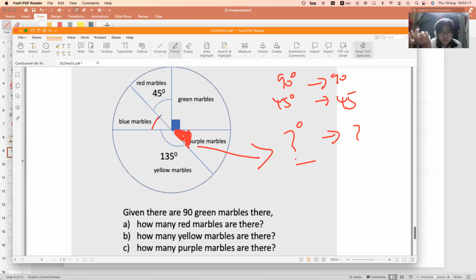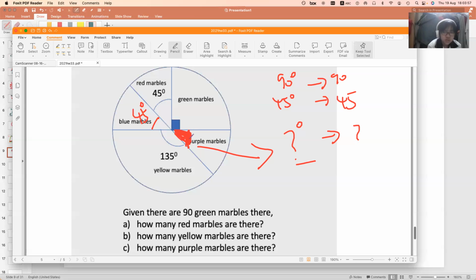Where got everything? Your blue is missing. So you need to find blue marble first. So how do you find blue? You can use angle on the straight line. Yes, so what is that? 180 minus 90 minus 45. Which is? 45. This is 45. Then if you find this 45, then what do you get for purple? You take 360. Not I take, you take. You tell me the answer. Of course, I know. You take 360 minus 135 minus 90 minus 45 minus 45. What's the answer then?